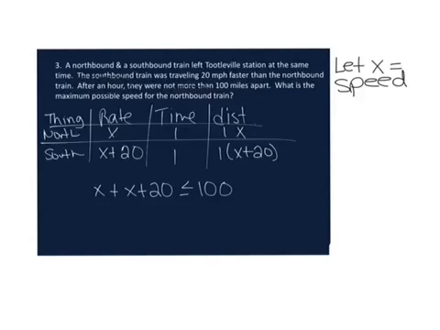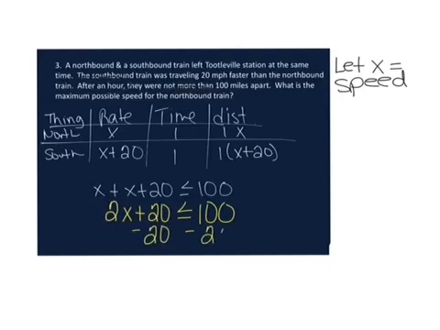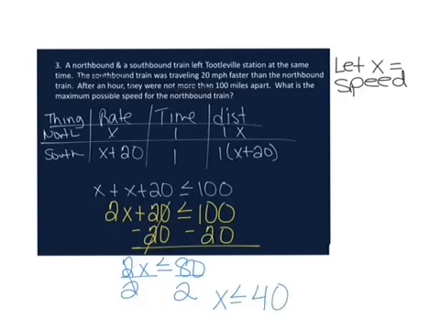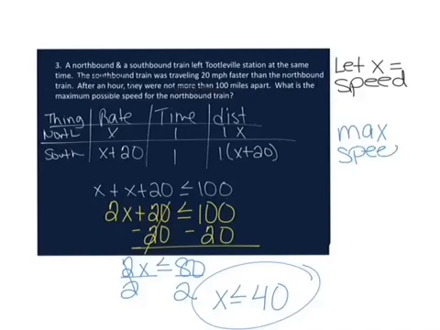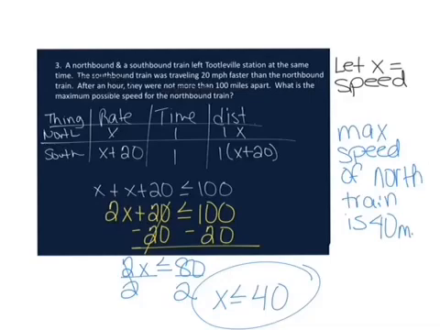We're going to add up our x's. So we'll get 2x plus 20 is less than or equal to 100. We'll subtract by 20, and we will get 2x is less than or equal to 80. We're going to divide by 2 and get x is less than or equal to 40. So the maximum speed is what we just solved for. So the max speed, or the maximum speed, of the northbound train is 40 miles per hour. Now I can use the 40 because I have that equal to.